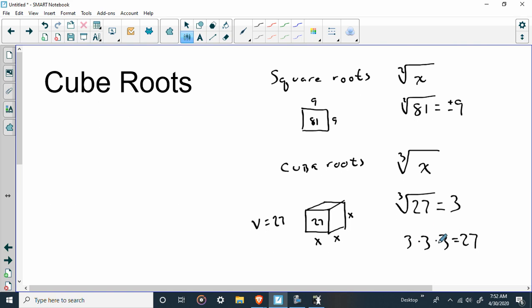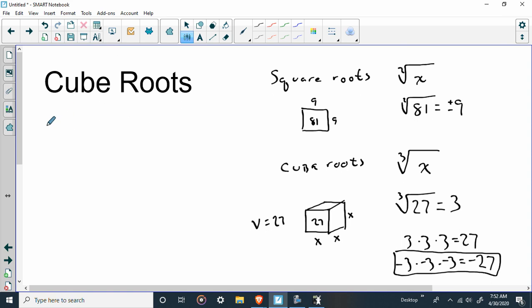3 times 3 is 9. 9 times 3 is 27. Important, though, not negative 3. Definitely not negative 3, because if we think about it, negative 3 times negative 3 times negative 3 actually makes negative 27. Okay, so we'll get to that in a little bit. That's second. I just want to get solid down what a cube root is, and we'll talk about this in a moment. All right. So let's go over some common roots.